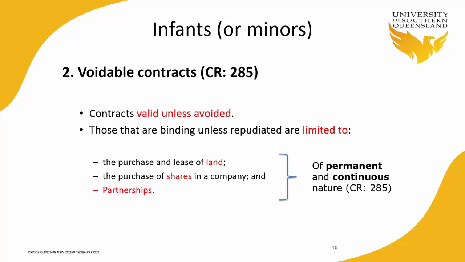So for these contracts that are not for necessaries, if the minor becomes an adult, so they became 18 or older, they can ratify the contract. This is the opposite of repudiating the contract. You can say, yes, I will accept this contract for non-necessaries, and I will complete my promises or obligations under the contract. This is where the infant, once they achieve the age of majority, can ratify the contract.